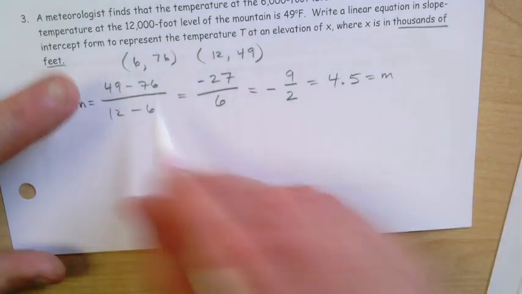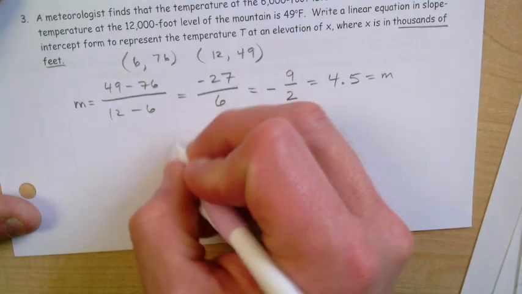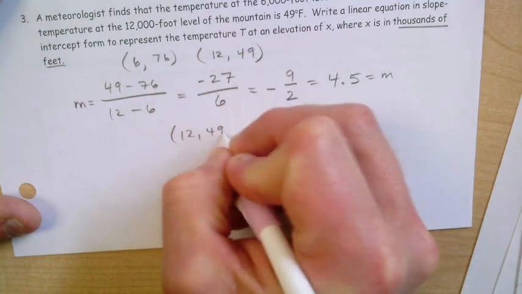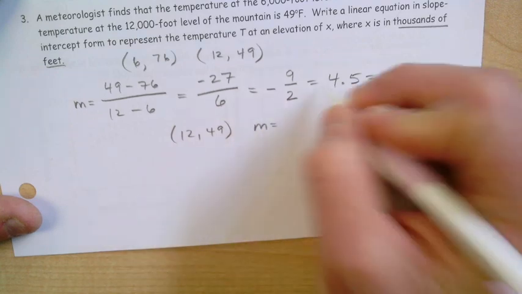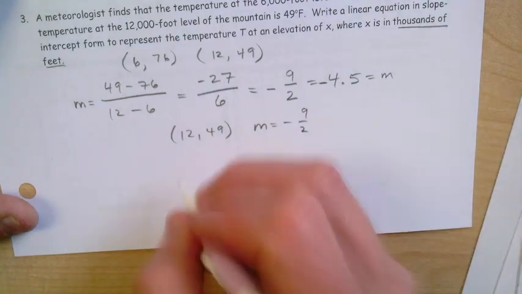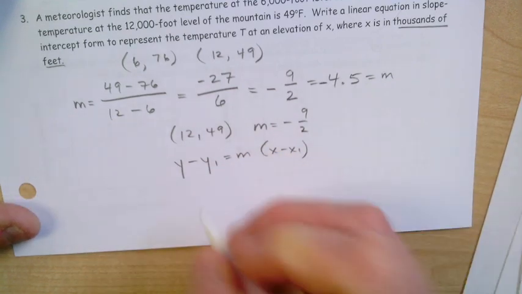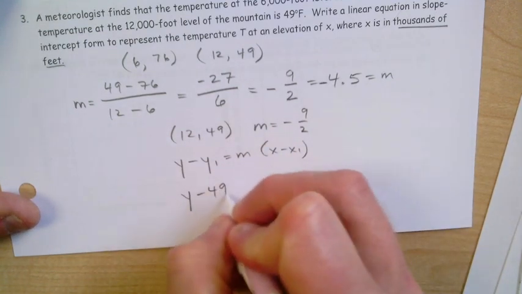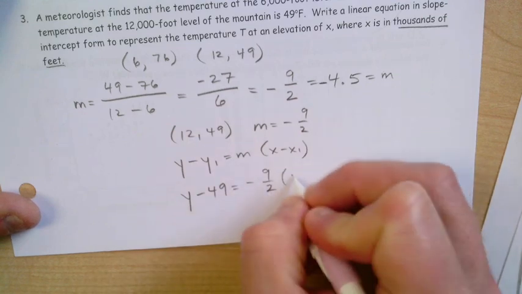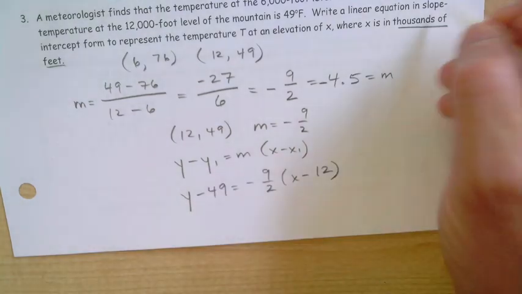Now, with that, I can use one of these 2 points. Again, it doesn't matter which one. So I think I'll use the second one, and I'll use (12, 49), and then the slope of -9 over 2, okay? So if I plug that into my point-slope form, here's what we get. y minus 49 equals -9/2 times (x minus 12). Now the only problem is, if I look back to the problem, I think it said write a linear equation in slope-intercept form.